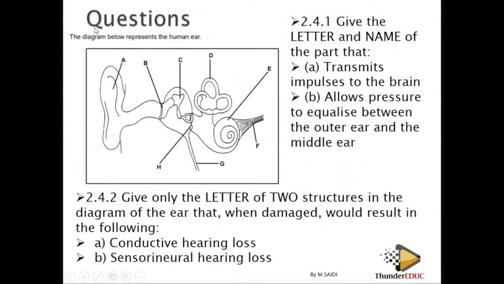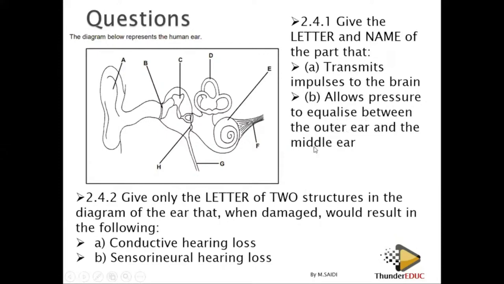Here is a diagram saying to give the letter and name. When they say letter, it is the letter given on the diagram, and the name of the part that transmits impulse to the brain. So you have to know the part and the function, which is F, and then you tell us which name that is. This is the auditory nerve.